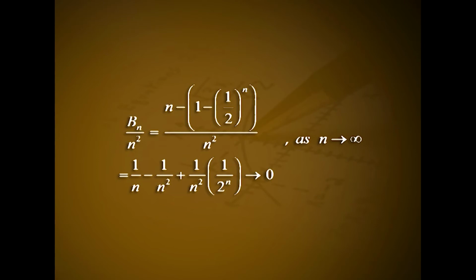Therefore, Bn divided by n square is equal to n minus of 1 minus 1 by 2 raised to n divided by n square, that is equal to 1 by n minus 1 by n square plus 1 by n square into 1 by 2 raised to n, which tends to 0 as n tends to infinity. So, WLLN holds for the given sequence xn.